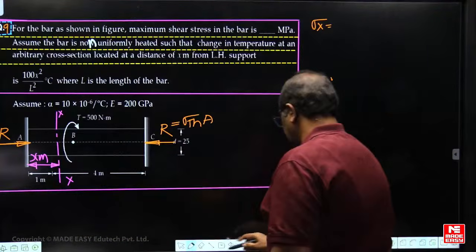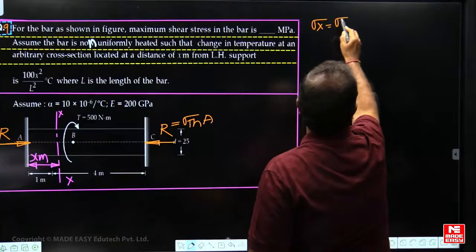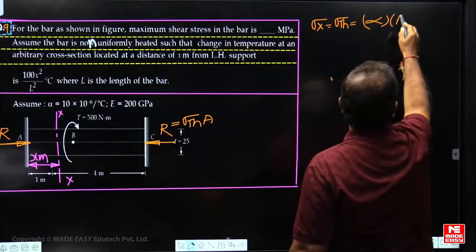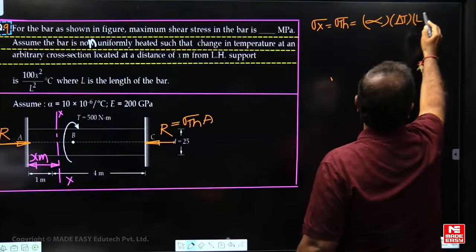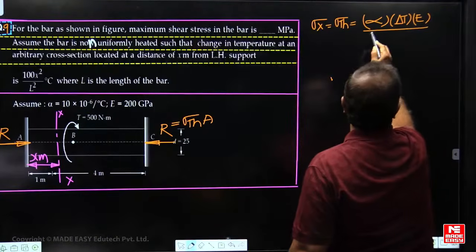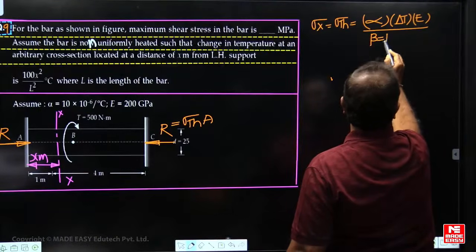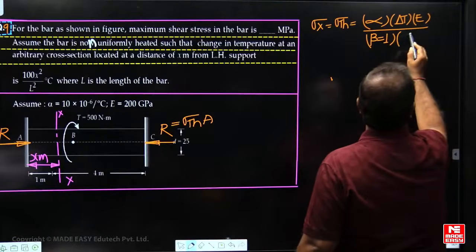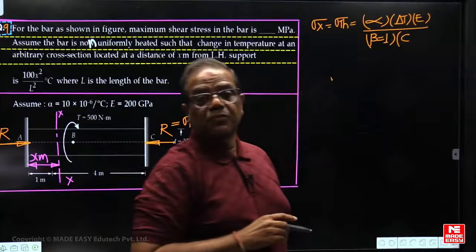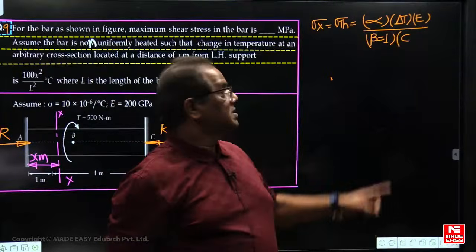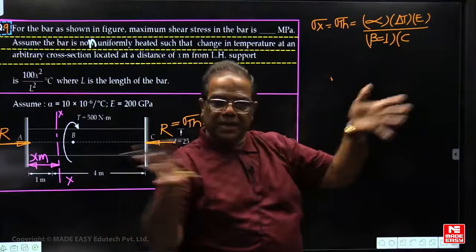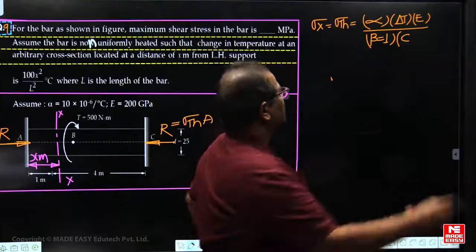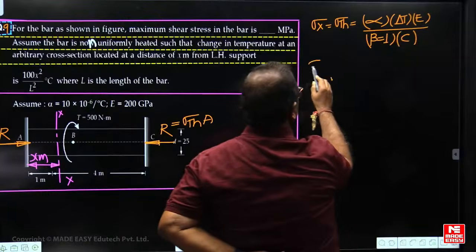What is the thermal stress here now? Restricted in one direction, then beta is equal to 1. Then what is C now? C is equal to 1 for uniform heating. For non-uniform heating, what is this value? 1, 2, 3, 4. C. So what is C equal to?